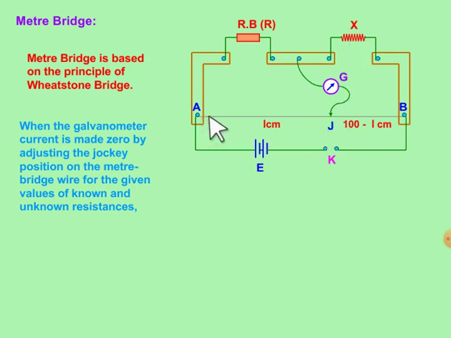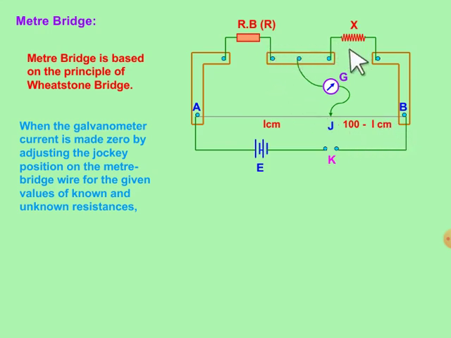Suppose the resistance per unit length of this resistance wire is denoted by K. Then the resistance of this part AJ, of this length L, will be K times L, where K is nothing but the resistance per unit length of this resistance wire. And the resistance of JB will similarly be 100 minus L times K. Got it?